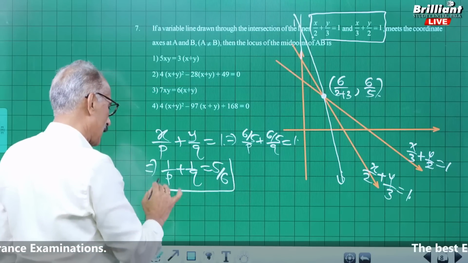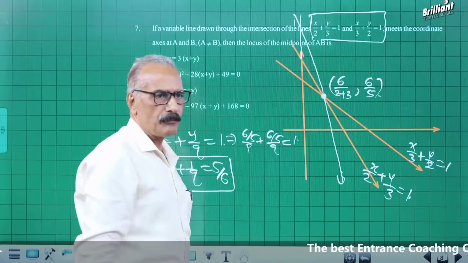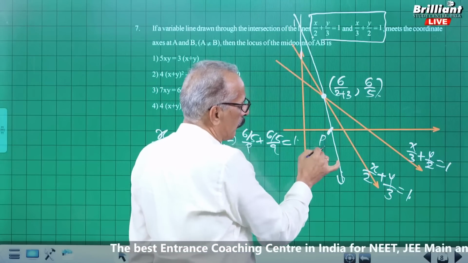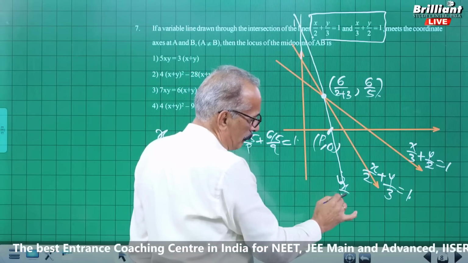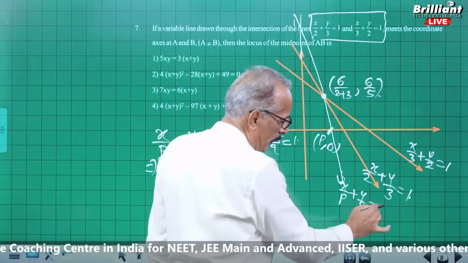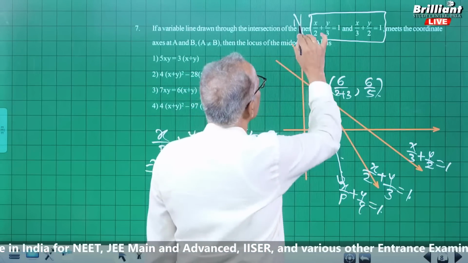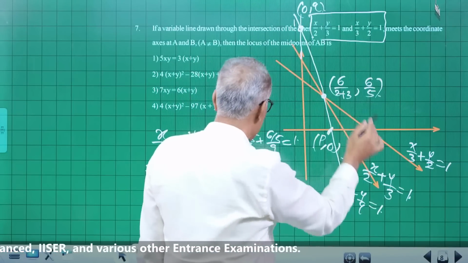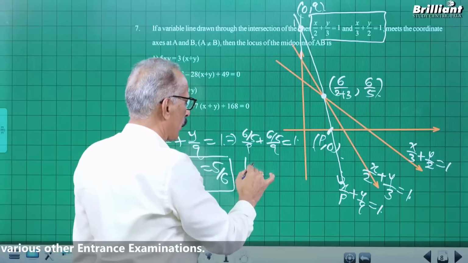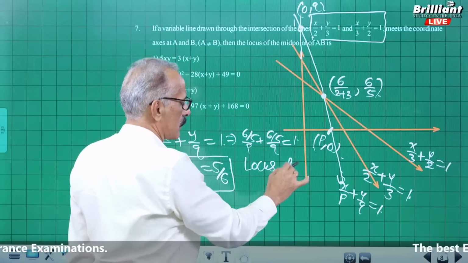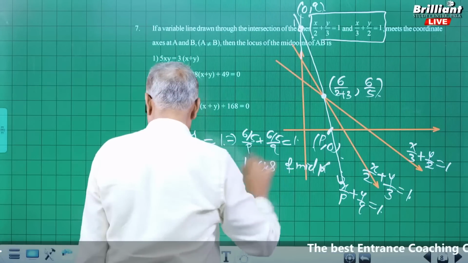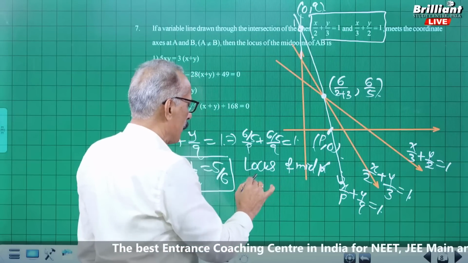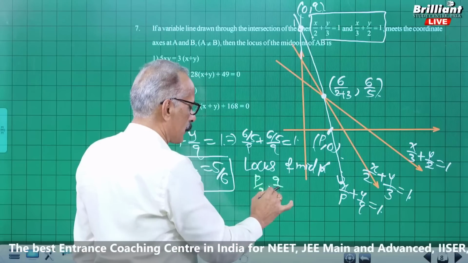Fine, I got a relationship connecting p and q. And what do you want? This point will be (p, 0) because the line is x by p plus y by q equal to 1. This point will become (0, q). So what will be the midpoint? We want the locus of the midpoint. So the midpoint means (p by 2, q by 2).